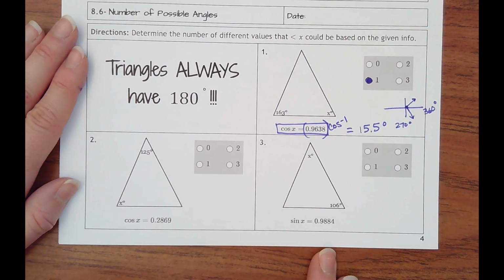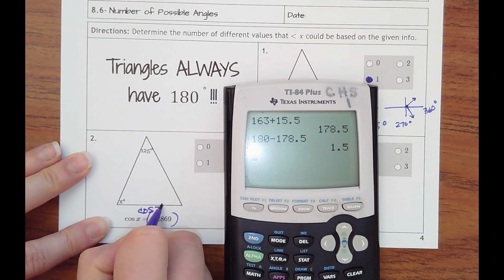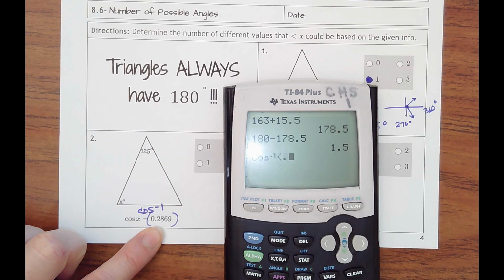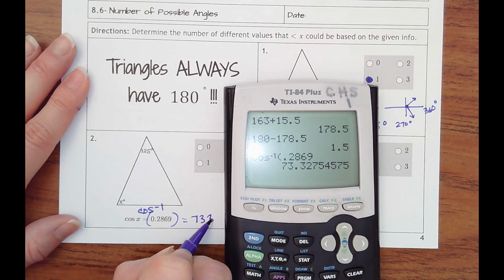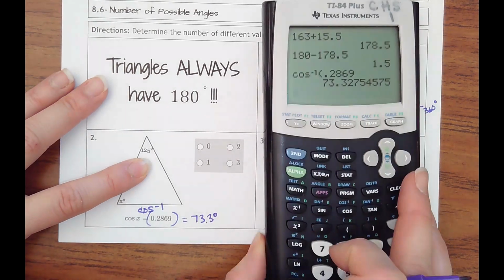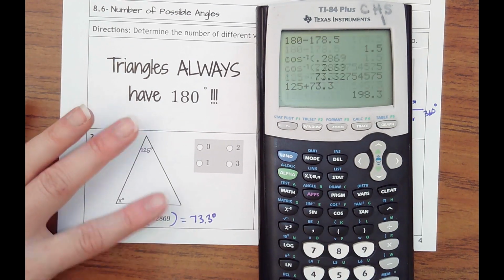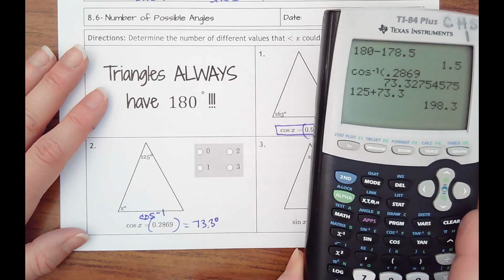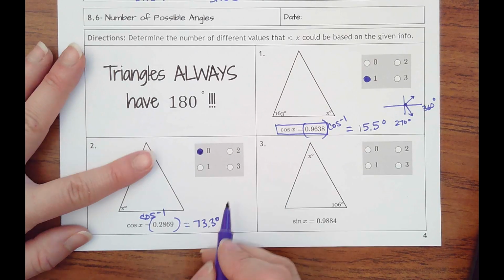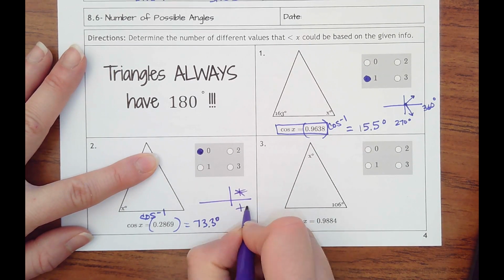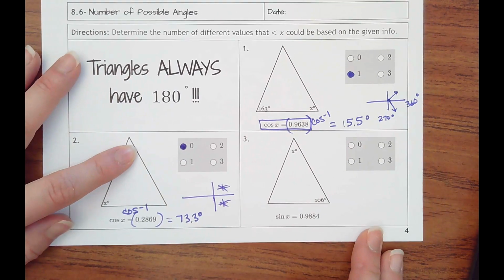All right, number 2, same thing. So we're going to do inverse cosine of this. And we get 73.3 degrees. But this angle is already 125 degrees. So if I had this one to be 125 and this one to be 73.3, that's already over 180 degrees. So that's not possible. So this one has no solutions. Okay, so cosine, because cosine is positive in quadrants 1 and 4, this is the only quadrant you have to check. But here coming up with sine, we're going to have to check another one.